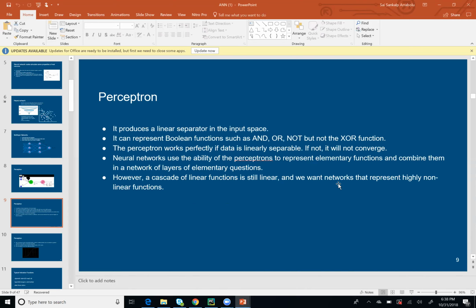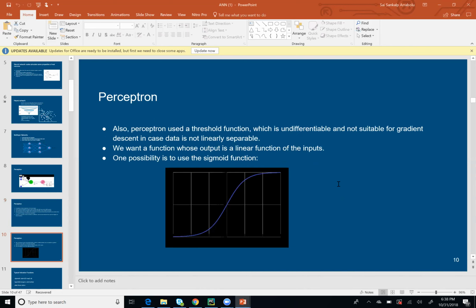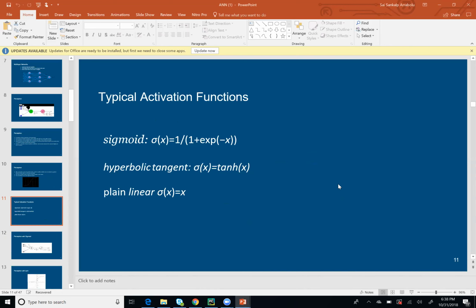You can pick and choose which hidden layers use which activation functions. You can pick and choose how many nodes you want in each hidden layer. So that is pretty much about the activation function.